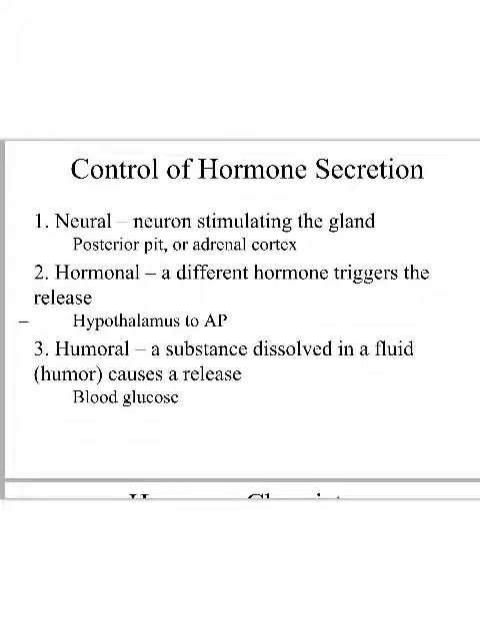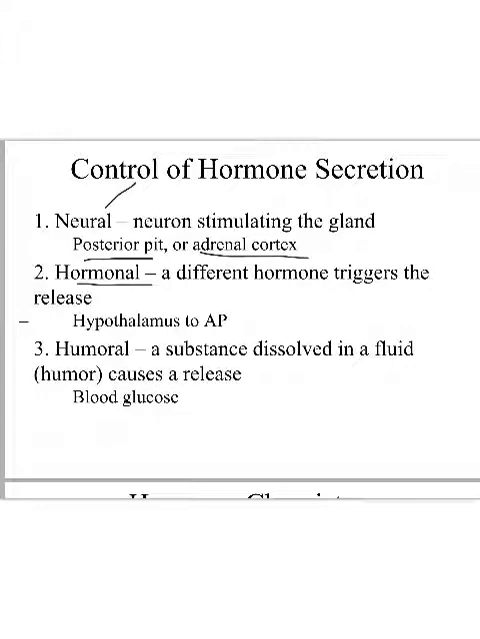Hormone secretion is controlled one of 3 ways. One is neural. Neurons can come in and stimulate the gland. Two examples of that are the posterior pituitary and the adrenal cortex. They both have neurons that release neurotransmitters, and that tells the gland to release its hormones.